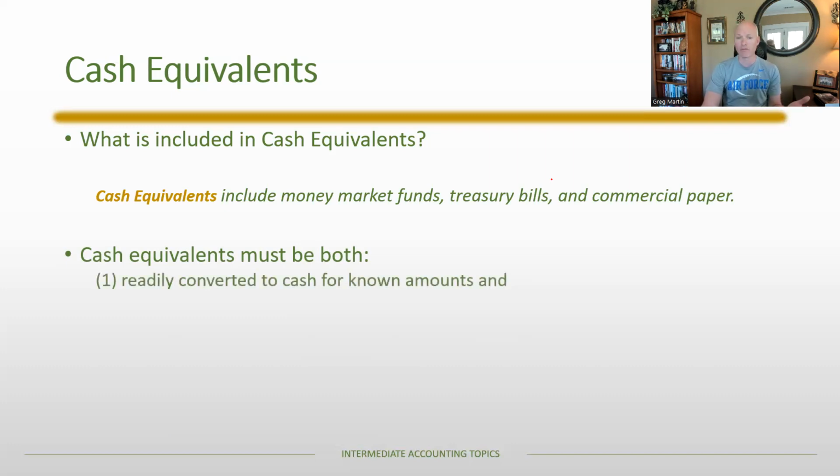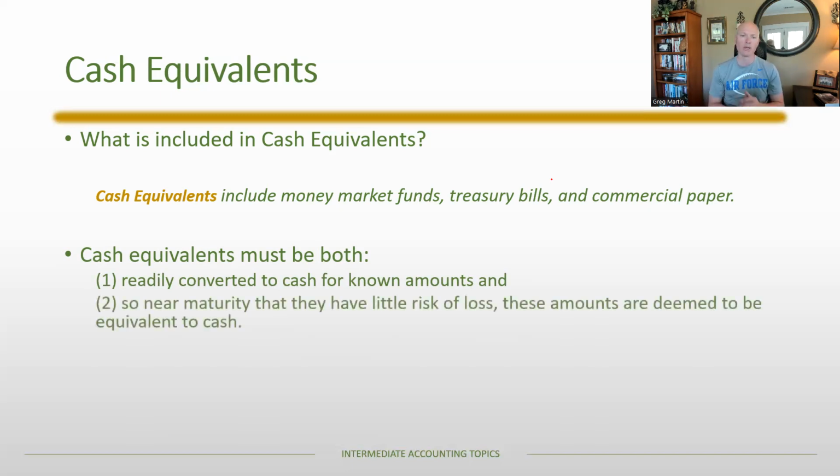First, it has to be readily convertible to cash for a known amount. So there's got to be a known amount, which maybe is not a high threshold. But the other thing that I think is a little more stringent is that it has to be so near to maturity that there is little risk of loss. And in that case, it's deemed equivalent to cash.